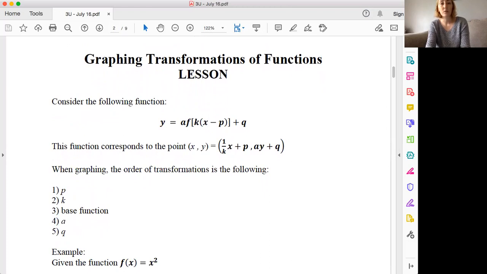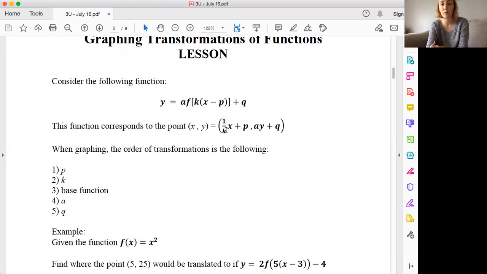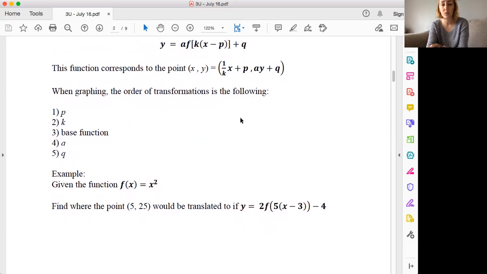Every number and its position in the function plays a role. For example, if you had the coordinate point (x, y), it would become (1/k)x + p as our new coordinate for x, and then ay + q gives us our new y coordinate. I've never really thought of it that way. I've always just moved all of the points over wherever they need to go.